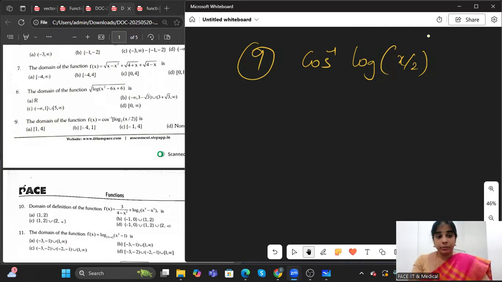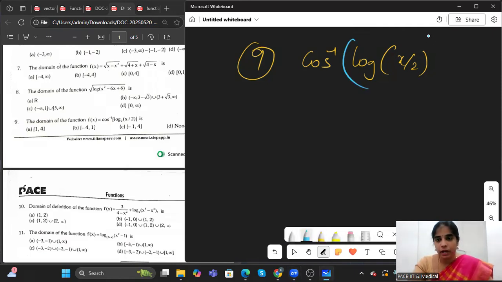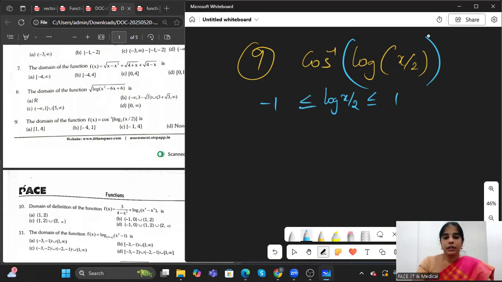Now coming to the next question: domain of the function f of x equal to cos inverse of something. Remember one thing, for cos inverse or sine inverse, your domain is always, sorry, minus 1 to 1. So for cos inverse of something, what is the domain? Your innermost value of this part should always be lying in between minus 1 to 1 only. So minus 1 to 1, you've got your log x by 2, which will be less than or equal to 1.